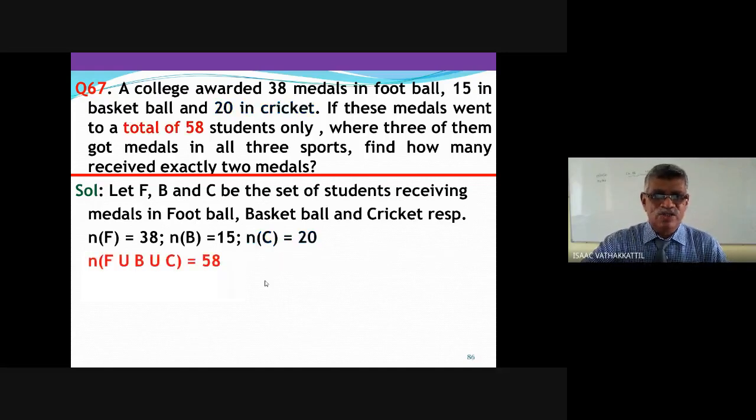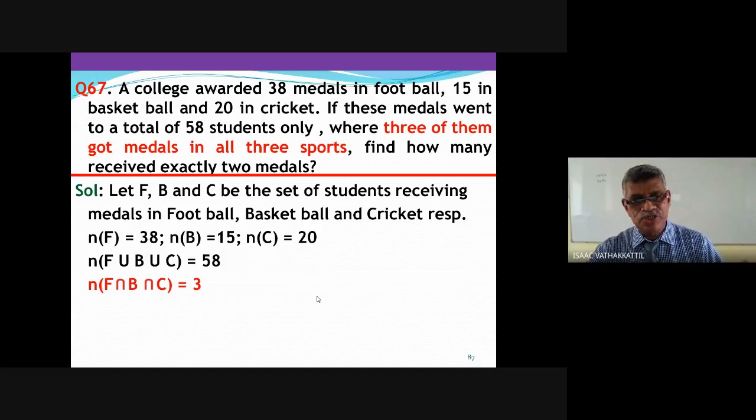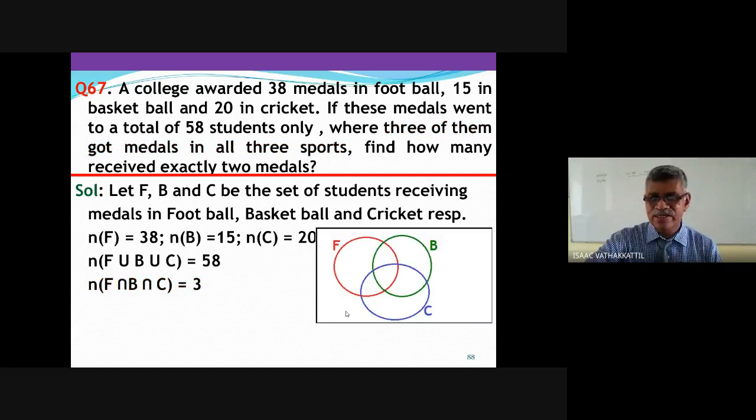Further, also given, these medals went to 58 students. That means if we take the union of all these, there are 58 students, because all these went to a total of 58 students. And one more data is given. The number of children who got medals in all three, that is number of F intersection B intersection C, is 3. This is the data given, right?